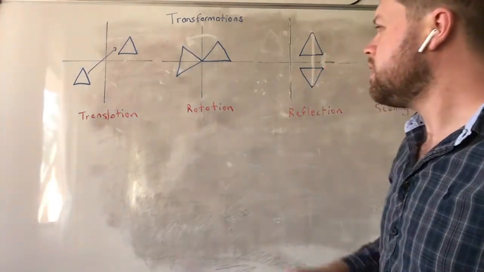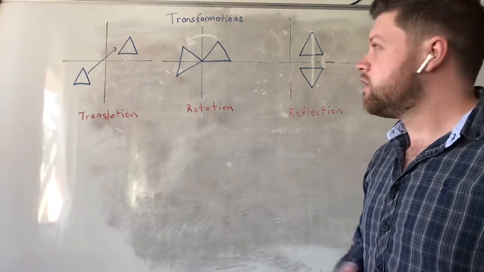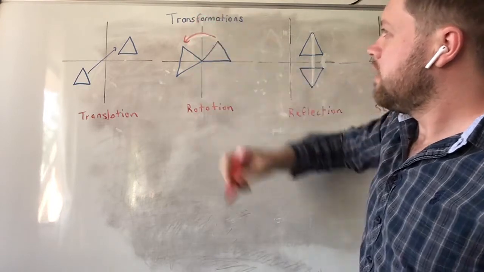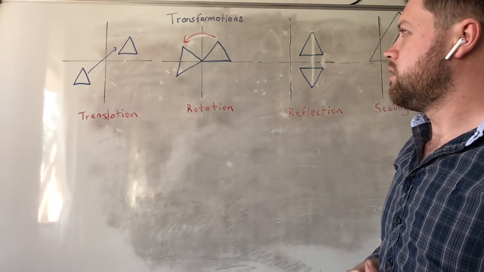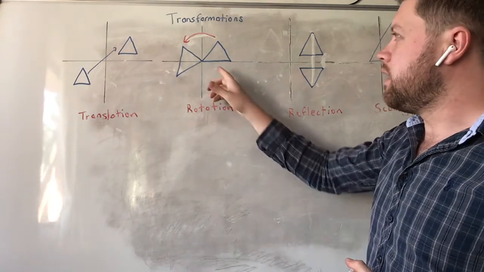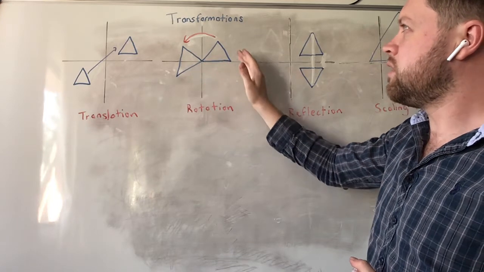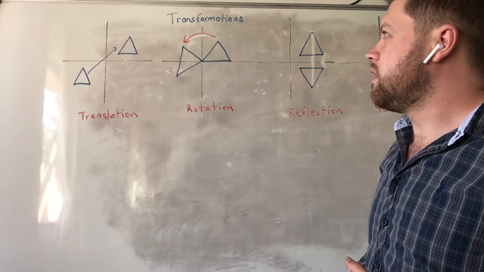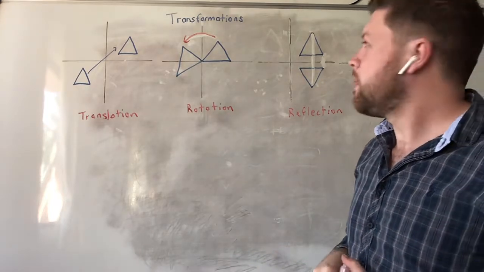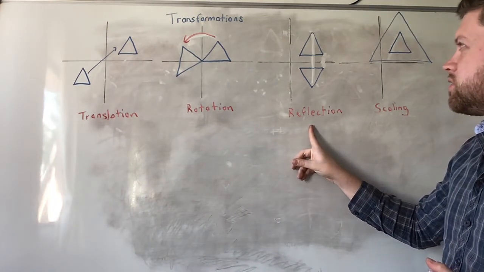The next transformation we're going to talk about is a rotation transformation. So if you start out with this equilateral triangle here and rotate, you get another equilateral triangle. That's a rotation. It's rotating about the origin. So the origin is the center of rotation, and it's rotating, in this case, in a clockwise fashion.